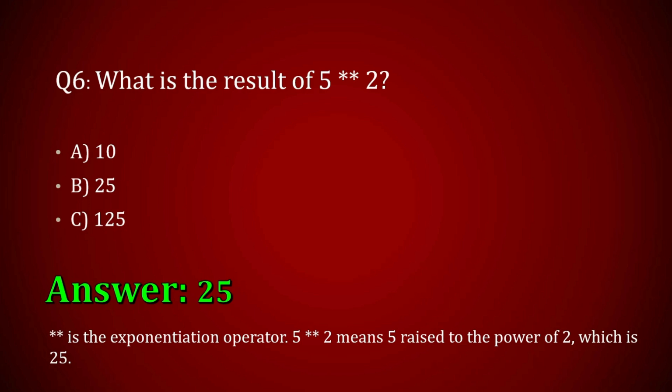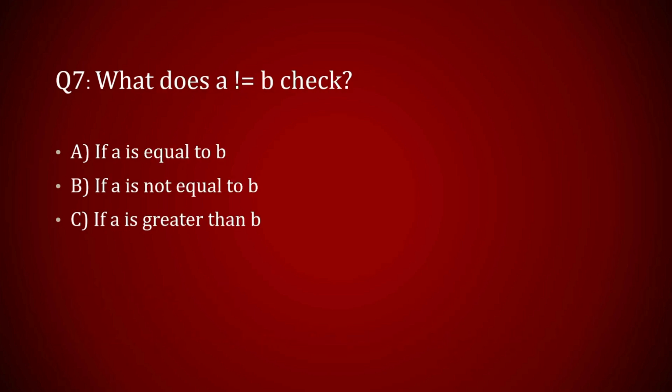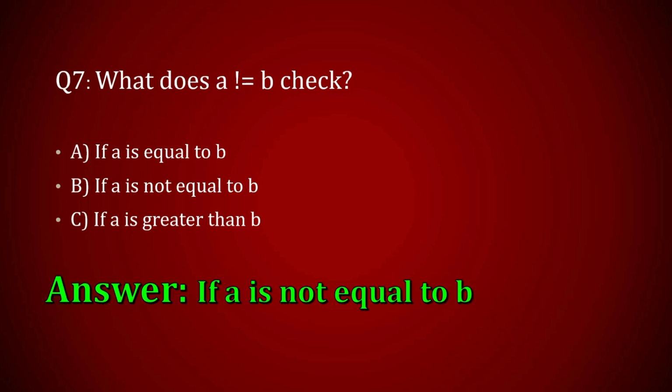Now let's move to the next question. What does A exclamation mark equal to symbol B check? What does this expression check basically? We have option A, if A is equal to B, option B, if A is not equal to B, option C, if A is greater than B. Your timer starts now. Time is up. Let's reveal the answer. The answer is if A is not equal to B.